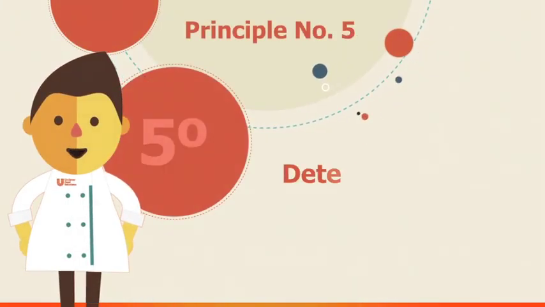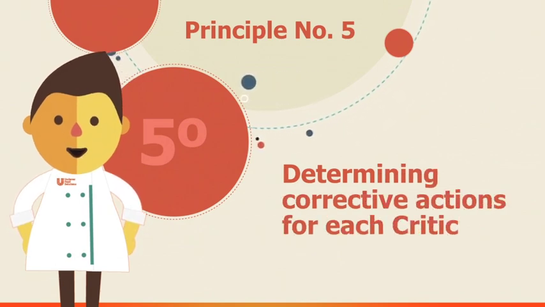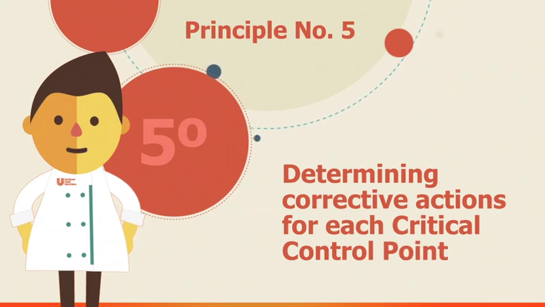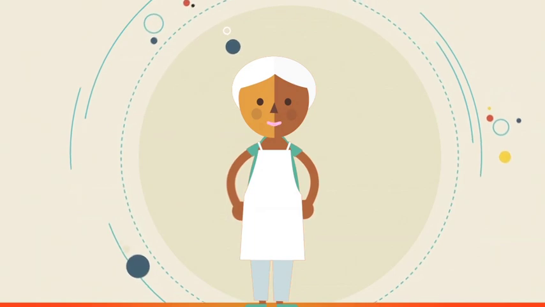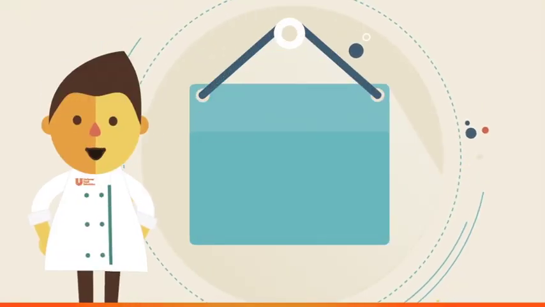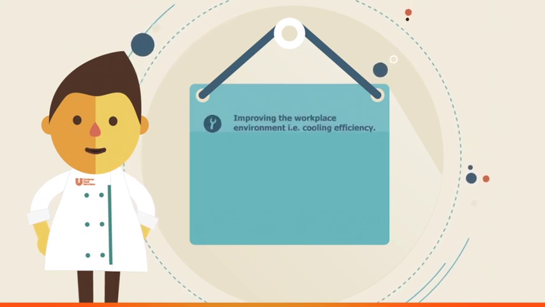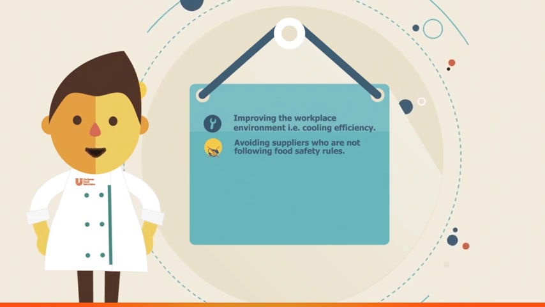Now you need to know how to fix any problem noticed during the monitoring. The fifth principle is determining corrective actions for each critical control point. If a problem is identified in the previous step, what are the next steps to ensure food safety? Here are some possible corrective actions. Improving the workplace environment, i.e. cooling efficiency. Avoiding suppliers who are not following food safety rules.